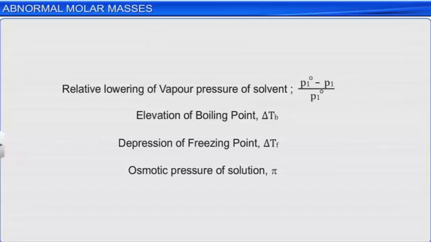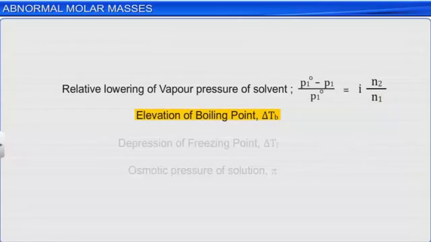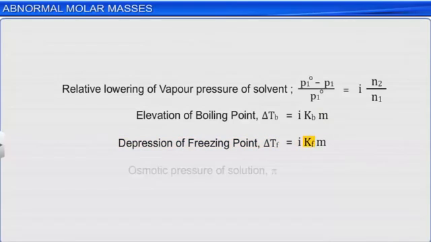Relative lowering of the vapor pressure of solvent, (P1° minus P1) divided by P1°, is equal to i multiplied by n2 divided by n1. Elevation of boiling point, delta Tb, is equal to i multiplied by Kb multiplied by m. Depression of freezing point, delta Tf, is equal to i multiplied by Kf multiplied by m. Lastly, the osmotic pressure of a solution, pi, is equal to i multiplied by n2 multiplied by R multiplied by T divided by V.